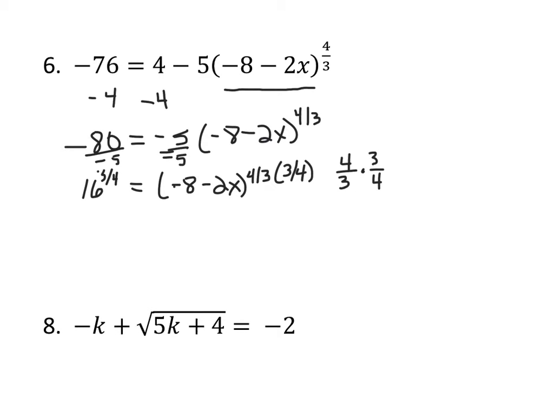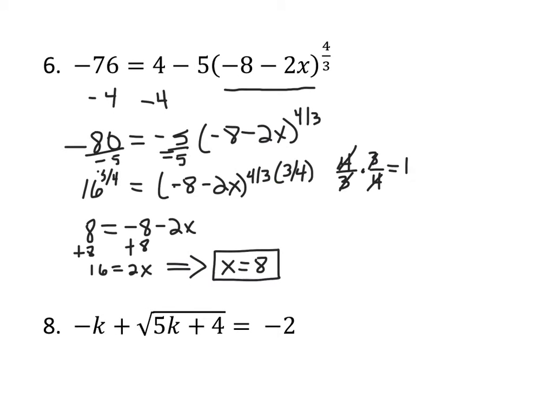This is what happens when I take a fraction and I multiply by its reciprocal. Both of these values cancel out. The 4's cancel out and the 3's cancel out, and I'm left with 1. And that's really what I want this number right here to be. So by multiplying this 4/3 by 3/4, it becomes 1. All right, so when I simplify all this, I get 8, because 16 to the 3/4 is 8. The 4th root of 16 is 2, and 2 to the 3rd power is 8.